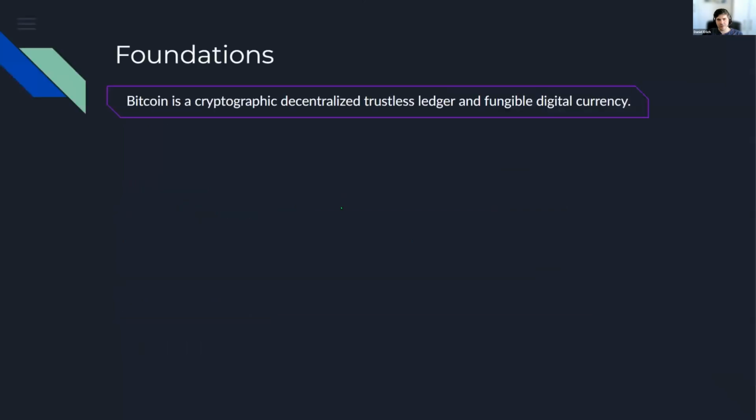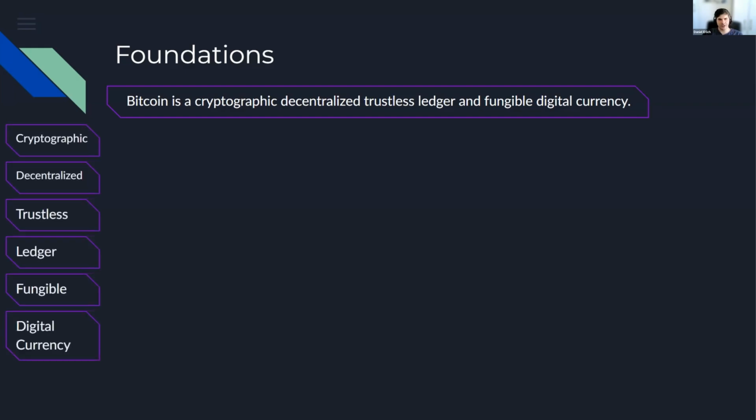All right, so the very basic foundation, and this is a sentence that is very complex, but everyone needs to understand, is that Bitcoin is a cryptographic, decentralized, trustless ledger and a fungible digital currency. That's a lot to digest, so let's look at them one at a time.